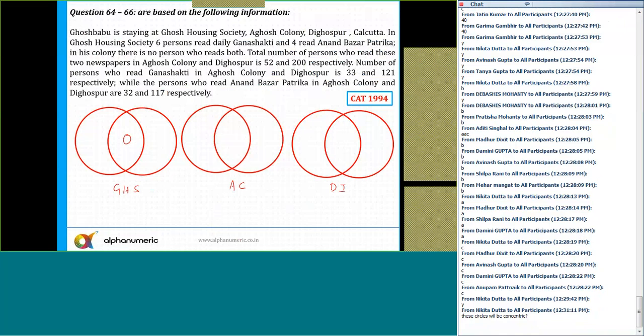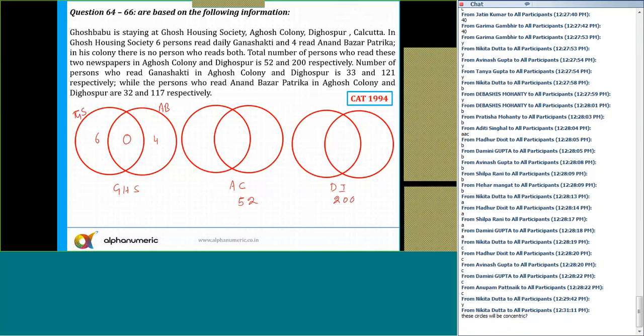In Ghosh Housing Society, 6 persons read daily Ganshakti, and the other one is Anand Bazar Patrika. So this will be 6 and this will be 4. Second, the total number of persons who read these 2 newspapers in Agos colony and Digosir is 52 and 200 respectively. So here it is 52 and here it is 200.